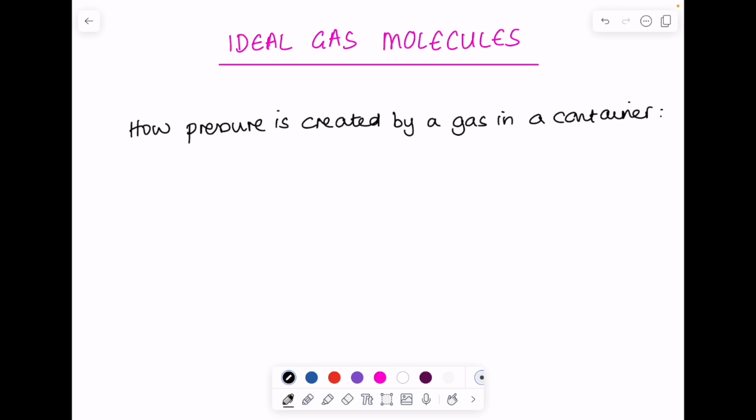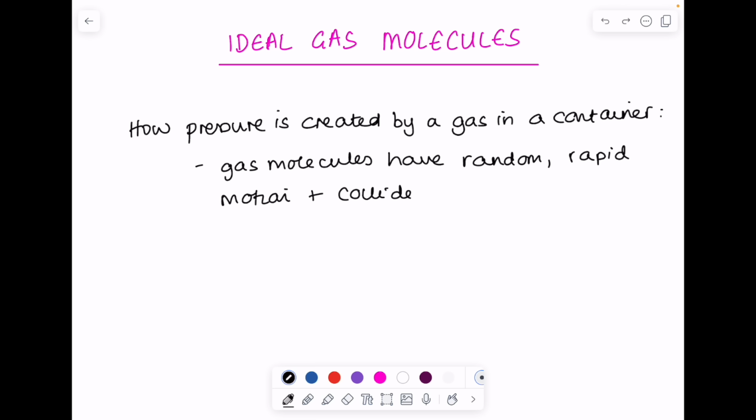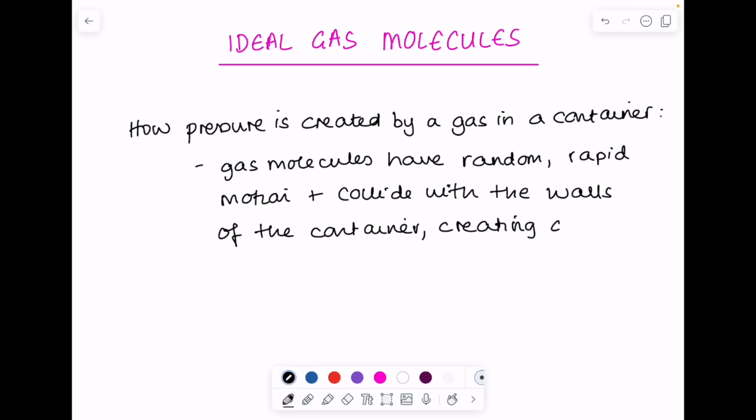It's worth learning this as a perfect answer. So what happens is the gas molecules have random rapid motion and collide with the walls of the container, creating a force. Remember, in physics, it's always worth stating an appropriate equation. The appropriate equation here is that pressure equals force over area.